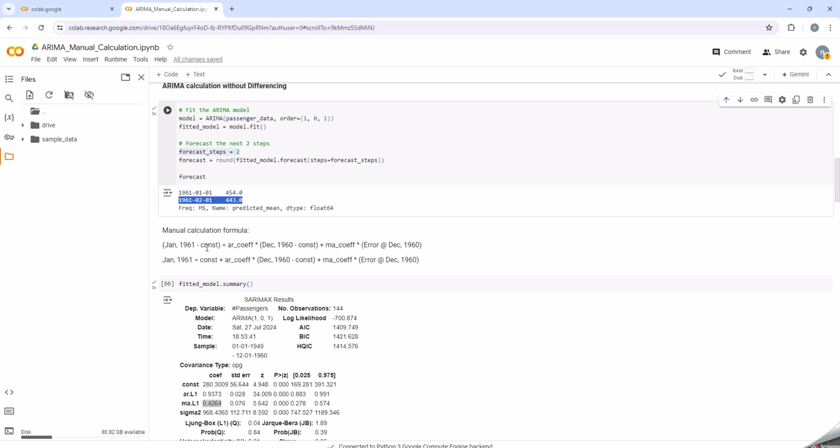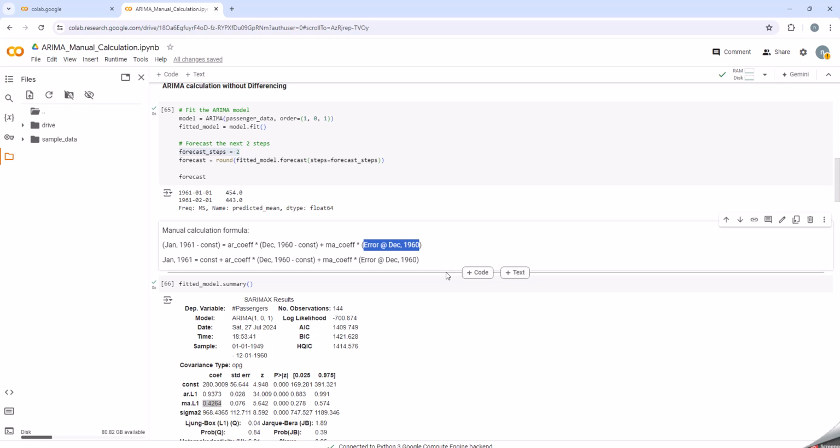We will look at the formula. Since there is no differencing, first we need to calculate the constant term, which is the mean value of the time series. Now the difference between the future value and the constant term will be equal to the autoregression coefficient times the difference between the past value and the constant term, plus the moving average coefficient times the error made at the prediction of the past value. In this case, the value at January 1961 will be dependent on the value at December 1960 and the error made during the prediction of the value at December 1960.